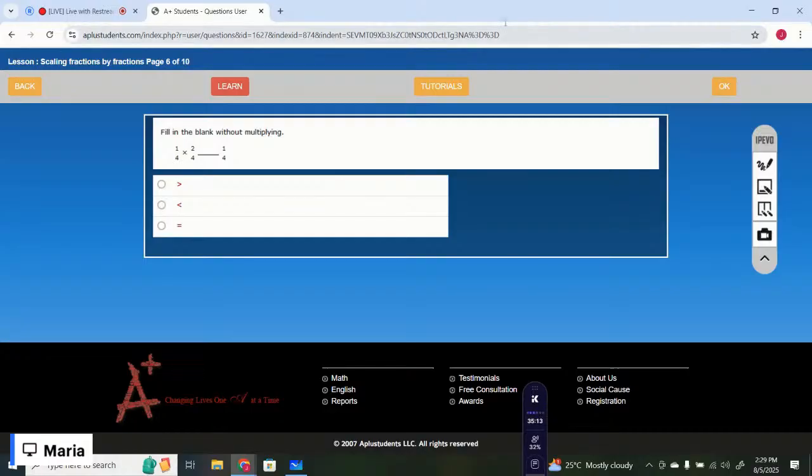1 by 4 times 2 by 4. We need to compare it to 1 by 4. So 1 by 4 times 2 by 4 is less than 1 by 4. Option number 2 is the correct option.